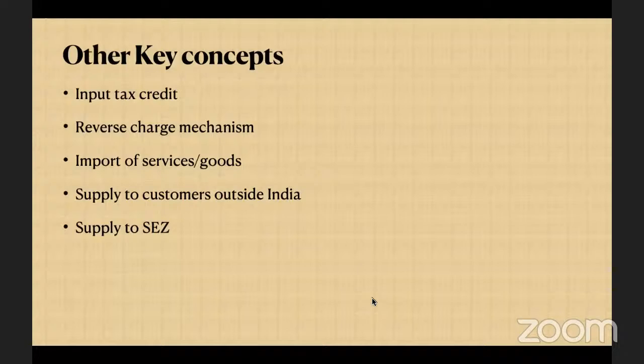So GSTR1 is the return of all outward sales that a person makes during the specific month, and it needs to be filed on or before the 10th of every month. So if you are making sales in the month of March, the return for the month of March needs to be filed on 10th April. That is the GSTR1 return. Now there is another return, Form GSTR2A, the return of all inward supplies.